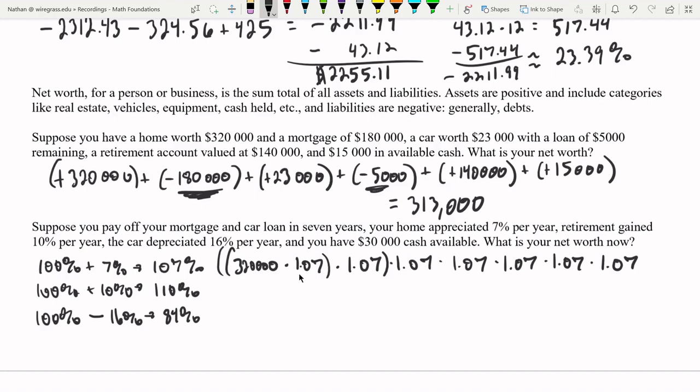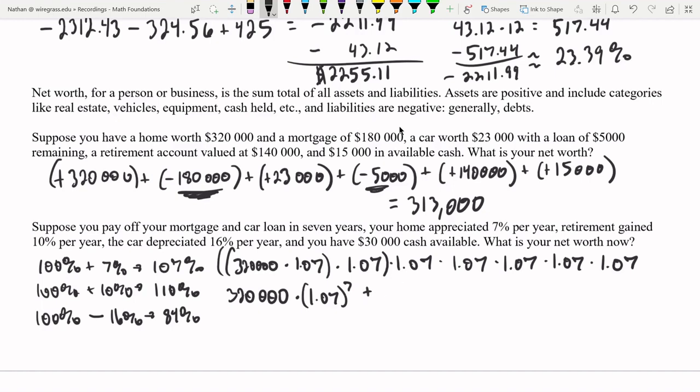And we have repeated multiplication here. Repeating multiplication is exponentiation. So really what we're doing here is we're taking $320,000 and multiplying it by 1.07 to the power of however many years it appreciates. In this case, 7 years. The exact same process works for the retirement account.